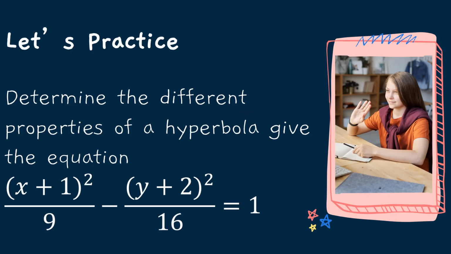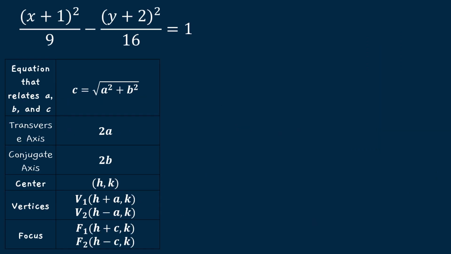So let's practice and use this first example to find the different properties that we need in graphing or identifying the parts. So the equation given is (x + 1) squared over 9 minus (y + 2) squared over 16 is equal to 1. So I already prepared all the necessary equations and parts that are needed in finding the properties of a hyperbola.